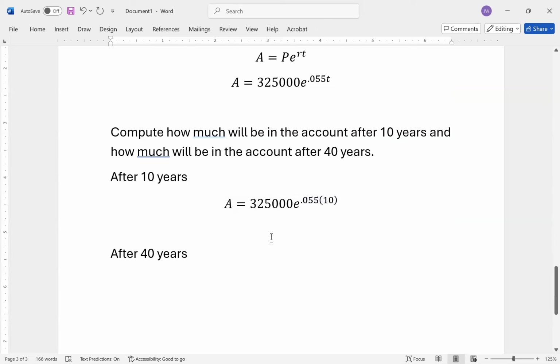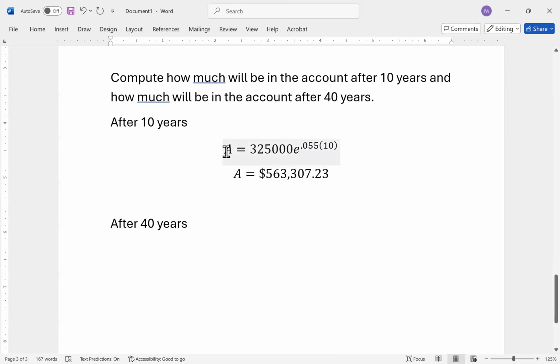Once you do that, you should see that after 10 years, you would have $563,307.23. So if you start with 325,000, after 10 years, you end up with 563,000, roughly.